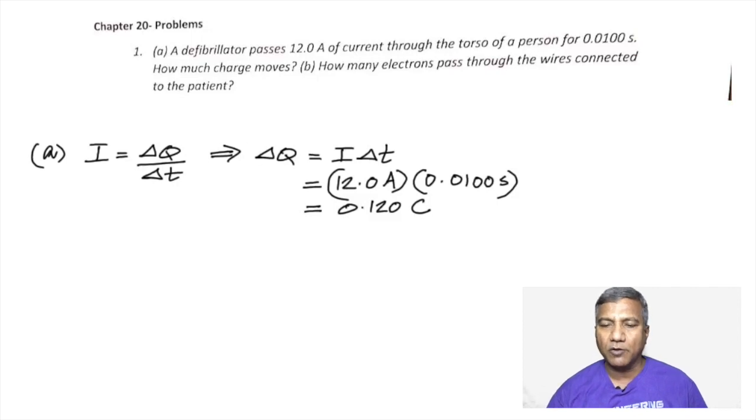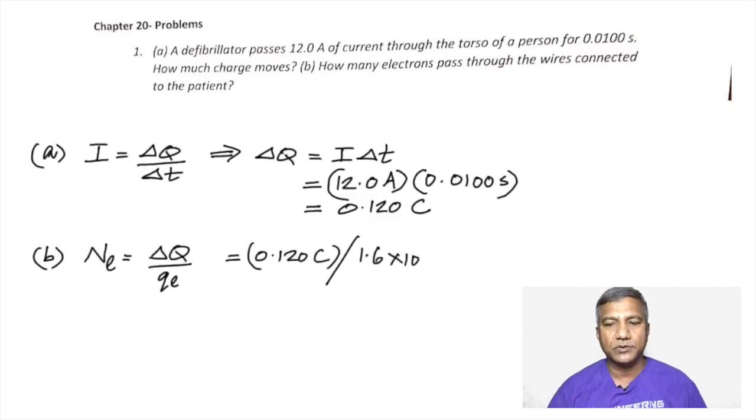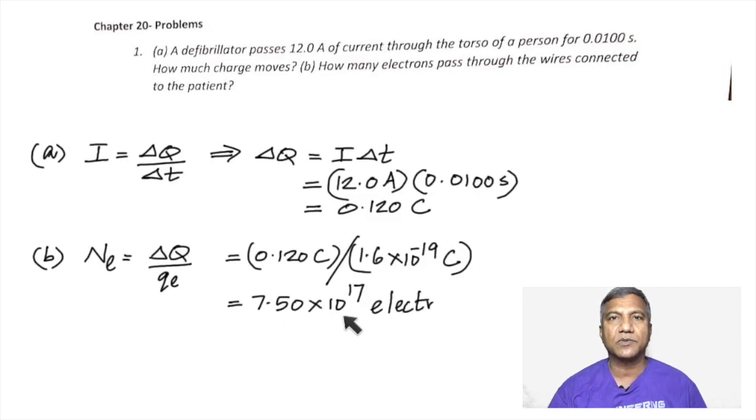In the B part, how many electrons pass through the wires? For that, we have to remember that all charges are integral multiples of the electronic charge, which is given by the formula Ne is delta Q by Qe. Now remember that here delta Q is the total charge, which we have already found, and Qe is the charge of an electron. So that gives 7.50 times 10 to the 17 electrons.